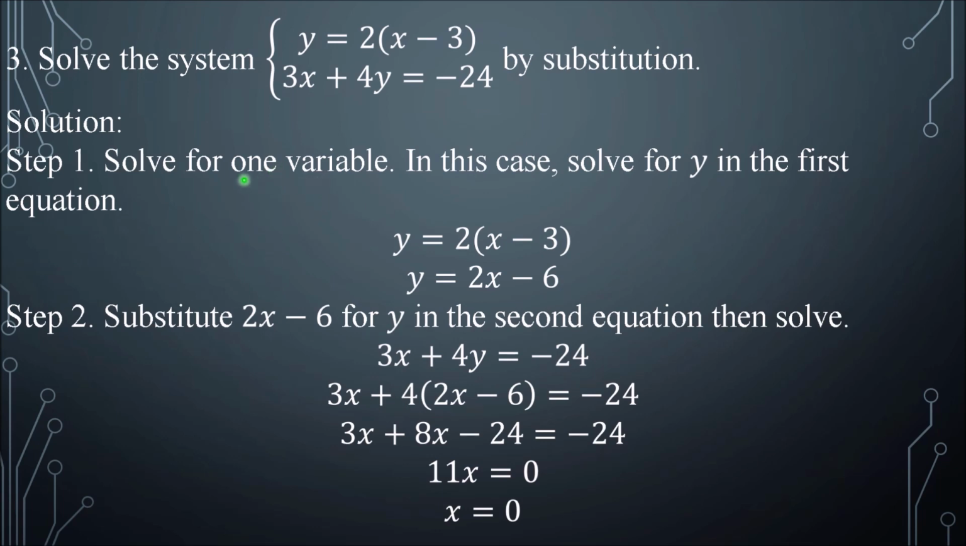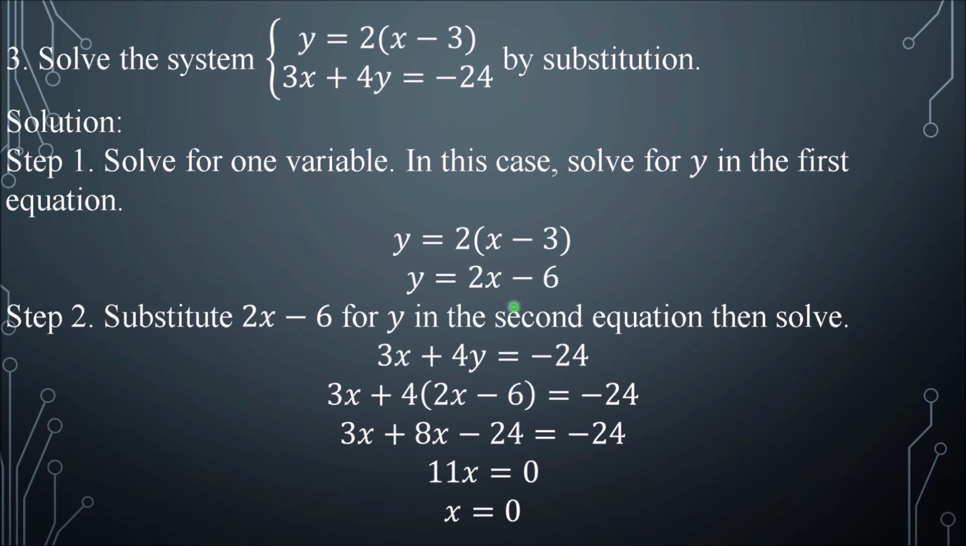Let's have number 3. Solve the system y equals 2 times x minus 3, 3x plus 4y equals negative 24 by substitution. First step, solve for one variable. In this case, we solve for y in the first equation. Why y? Because y is already indicated in the first equation. Y is equal to 2 times x minus 3.